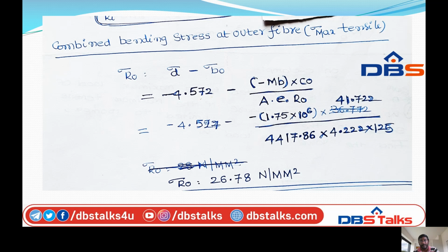minus half. So MB equal to minus of 1.75 into 10 power 6 into C naught 41.722 by capital A 4417.86 into small e 4.322 into R naught 125. So finally we can calculate the value. Sigma R naught is equal to 26.78 Newton per mm square. These are the final results of the combined bending stresses on inner fiber and outer fiber, maximum tensile and compressive stresses.